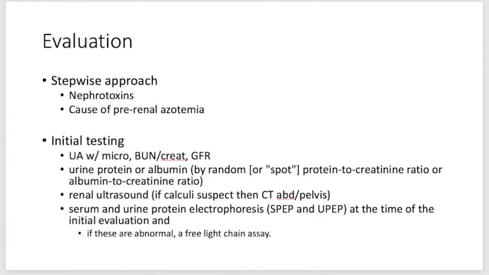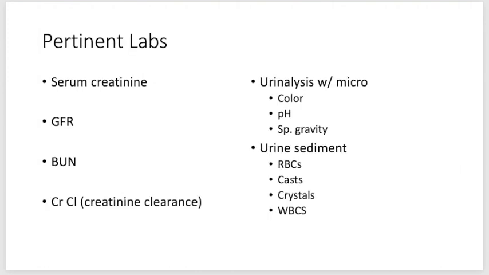So when we're talking about the renal system, it's always a stepwise approach. We look for nephrotoxins first, and then ask whether there is a potential cause of prerenal azotemia. All of your initial testing should include analysis of the urine, as well as analysis of your filtration rate. And then we could do some more specific steps, such as looking at the potential cause of the renal dysfunction. We would be looking at serum creatinine, GFR, BUN, and creatinine clearance.